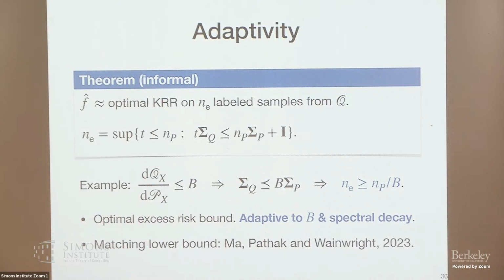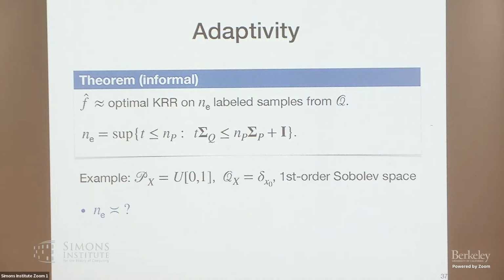And the excess risk bound from our theorem in this case will match the lower bound in the paper by Rees and Tong Ma and Martin. They established a nice lower bound here. Okay, so more interestingly, let's look at a case where the absolute continuity doesn't hold. This is the extreme case.